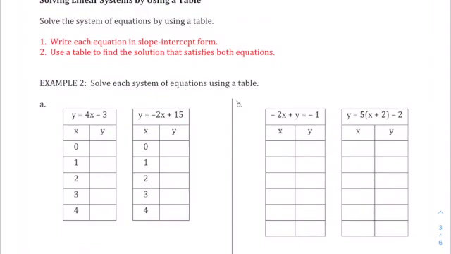So going on, the first thing we're going to do is solve a linear system by using a table. Now, first you write each equation in slope-intercept form. Second, use a table to find the solution that satisfies both equations. So for example 2, we're going to practice that, and I'm also going to review how to get that table again, because I want to make sure that we are getting good at the calculator.